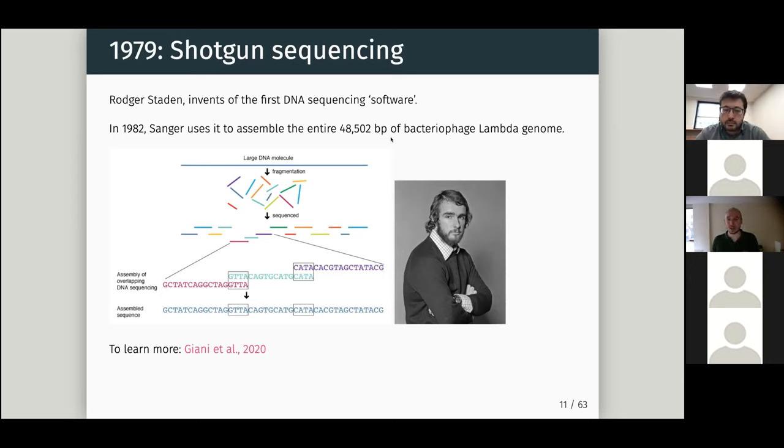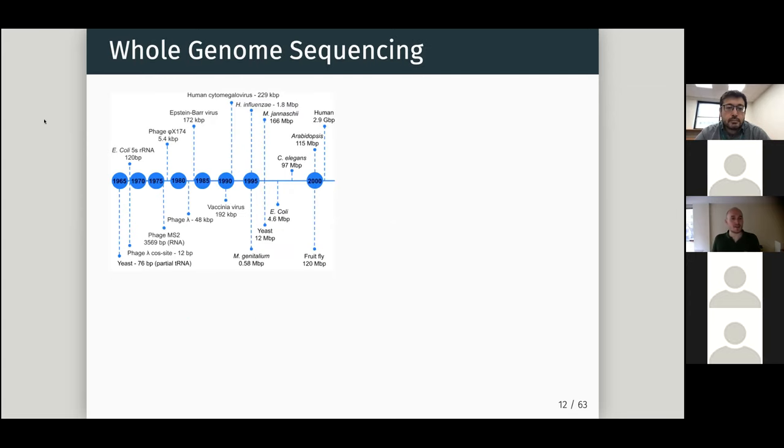So not 40,000, 48,000 base pair, but gigabases of genome size. So you see that there is quite a steep curve in terms of what was possible after these breakthroughs. We start from very, very small DNA sequences that we cannot even call assemblies, we're talking about hundreds of base pairs in the beginning, and then we progressively see that larger and larger genomes become accessible to genome assembly.